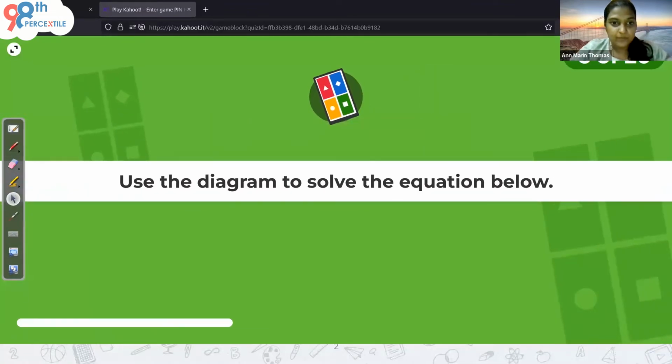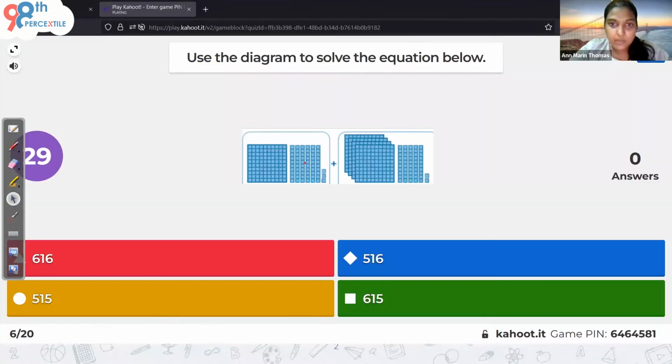Here we go. Use the diagram to solve the equation below. All right. Have to be careful. Identify the number. You have a plus sign in between.